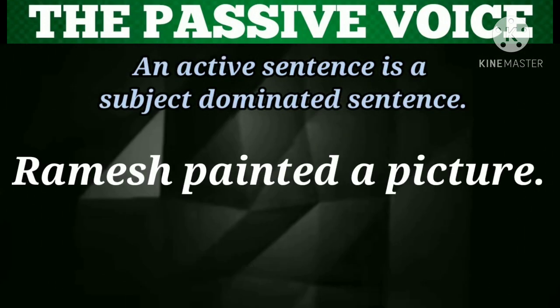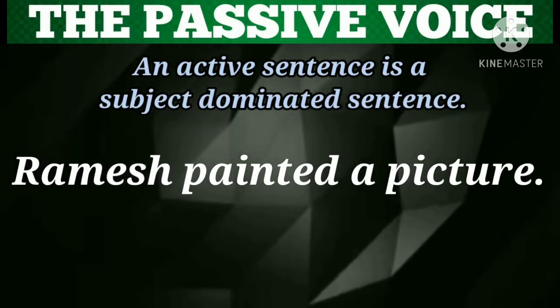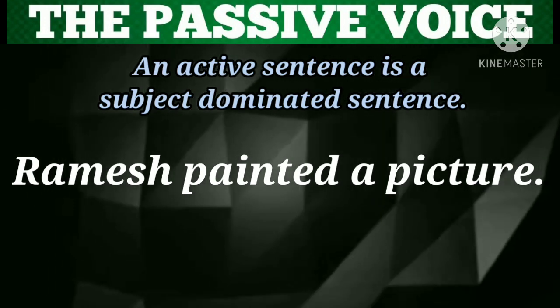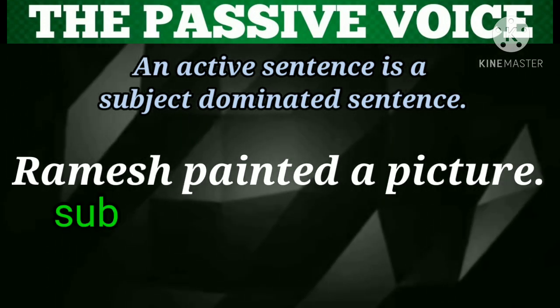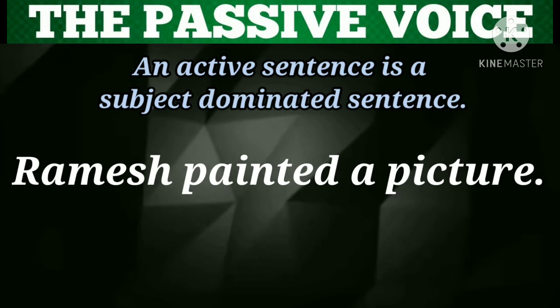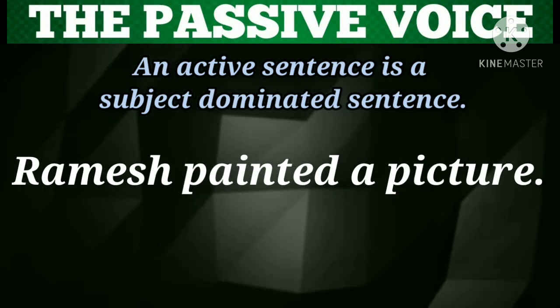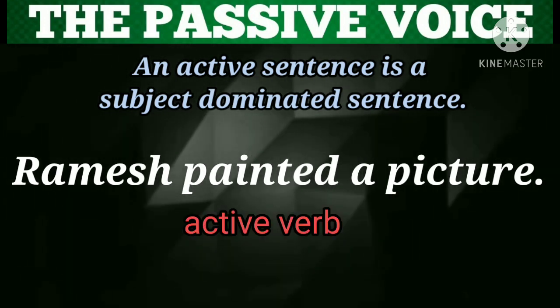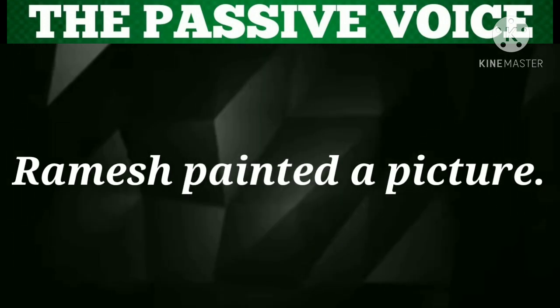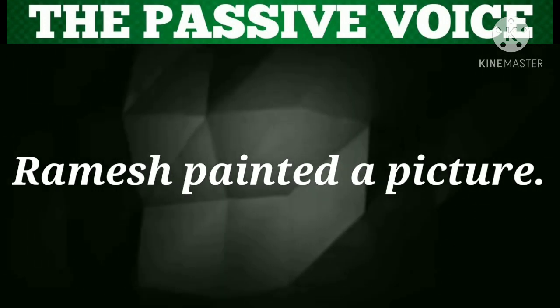For example, Ramesh painted a picture. Here Ramesh is the subject. He does the painting work. The verb painted is an active verb. So the sentence is an active sentence.